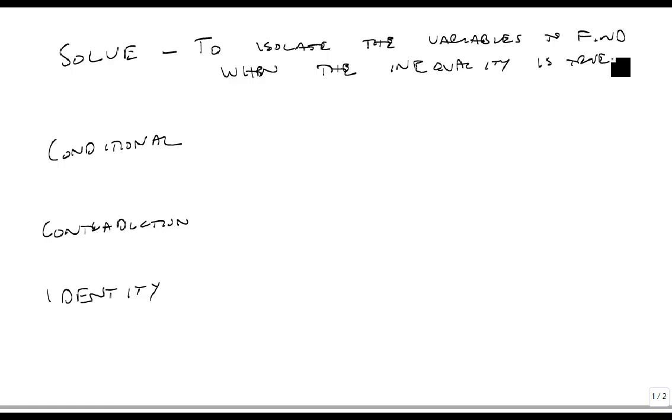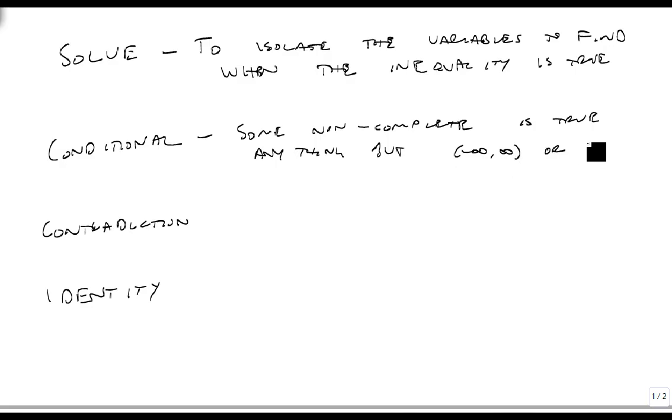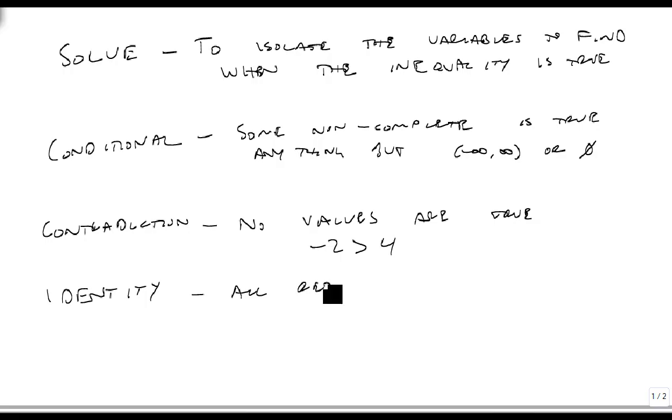Now, just like with our equations, we had conditional, contradiction, and identity, we have the same thing here. Conditional is when some non-complete set is true. In other words, anything but minus infinity to infinity or the empty set. A contradiction is no values are true. Nothing you plug in will ever make it true, such as a very simple inequality, -2 is greater than 4. This can never be true, so this is a contradiction. And an identity is when all real numbers are true, meaning our answer goes from minus infinity to infinity.